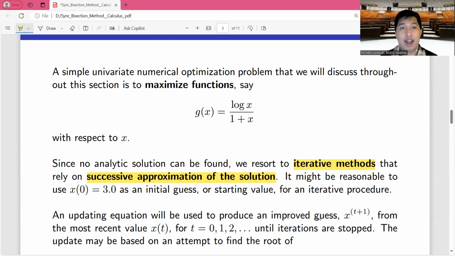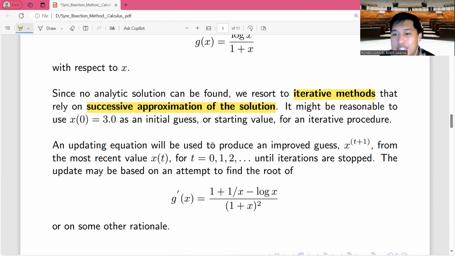The main idea of iterative method in optimization is the updating equation. It functions as a guide or as a navigator that guides our solution from our current estimate x of t to a new and improved estimate x of t plus 1. Each iteration builds upon the previous, honed by our updating rule.